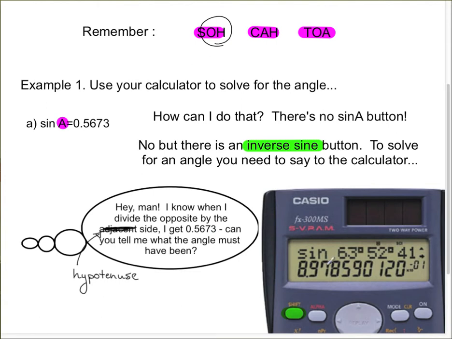What I want to know is what the angle is that's in that triangle. So I'm just going to draw a rough sketch. Here's what we're dealing with. I've got some angle down in here, A, and I know that if I take this side over here, that's the opposite, and I divide it by this side over here, I get this number. So the calculator is going to give it to me.